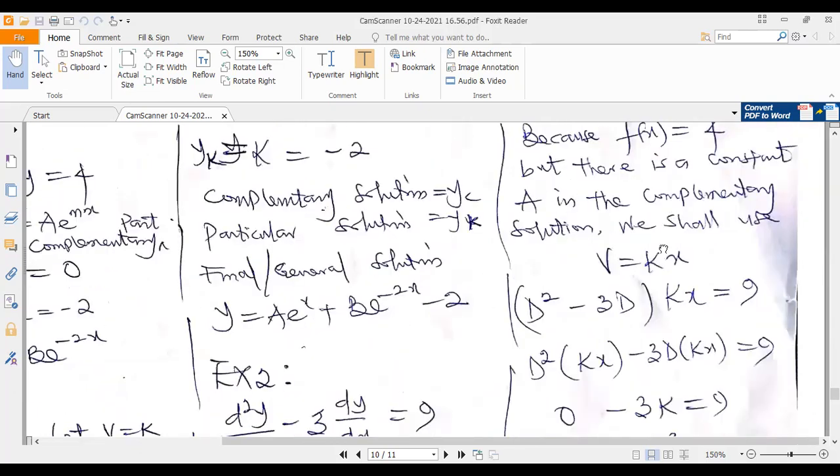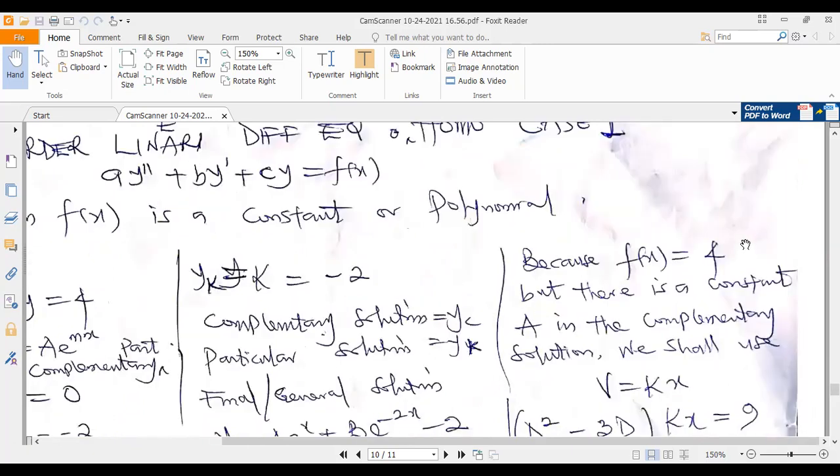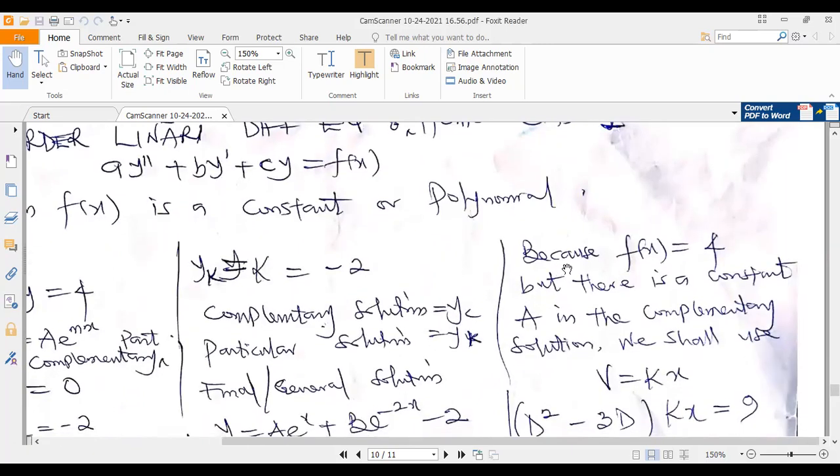So now let's go back and look for the particular solution. You know, in this case, f of x is what? F of x is 4. But there is a constant in the complementary solution.